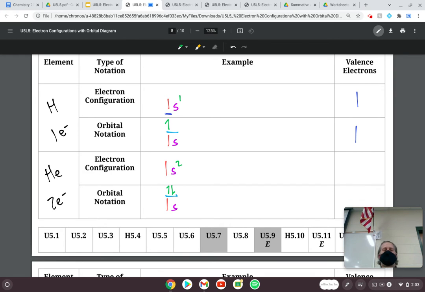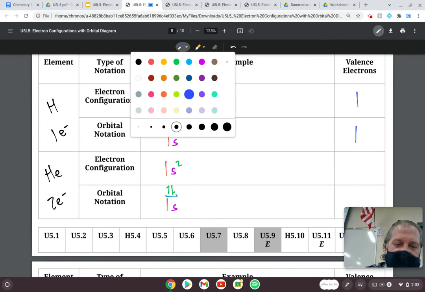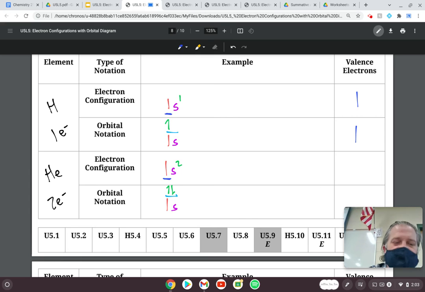Okay. All right. So, we're going to do one like that in a minute, but let's talk about the valence electrons here. The biggest energy level for helium is 1, so that tells me that there's going to be 2 valence electrons.